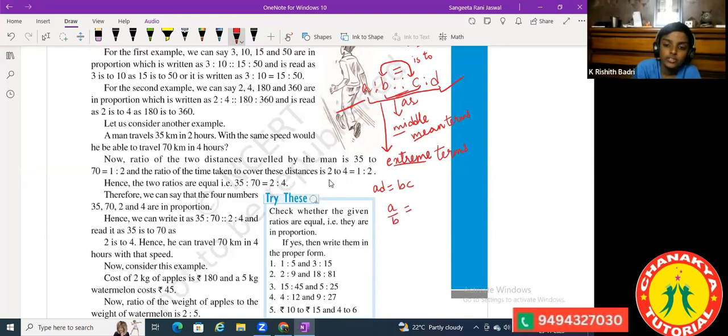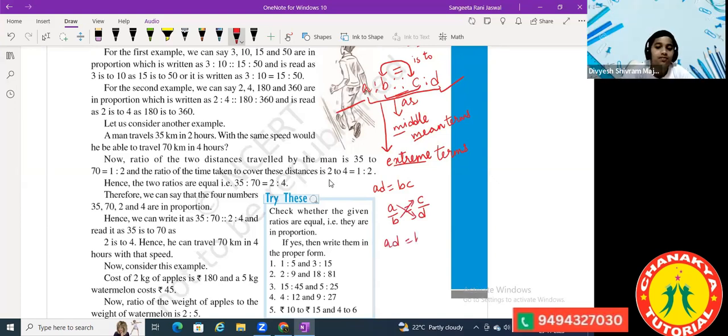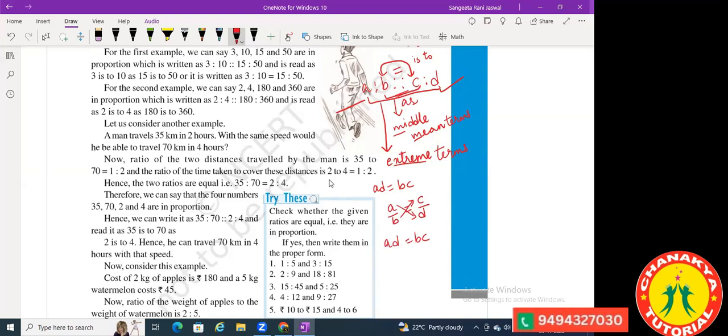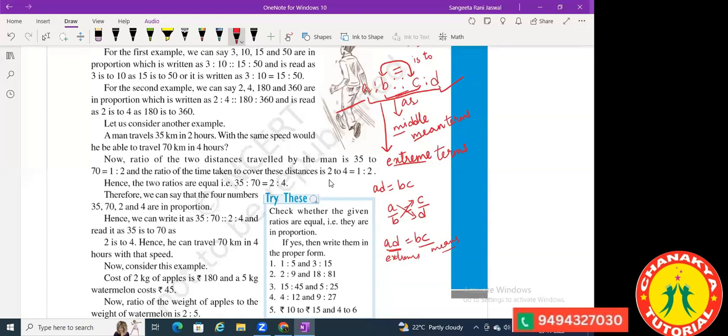When we say two ratios are equivalent, we can write A by B is equal to C by D. And when we cross multiply them, we get A into D is equal to B into C. So this is the product of extremes, and that is the product of means. Okay? Keep this in mind.